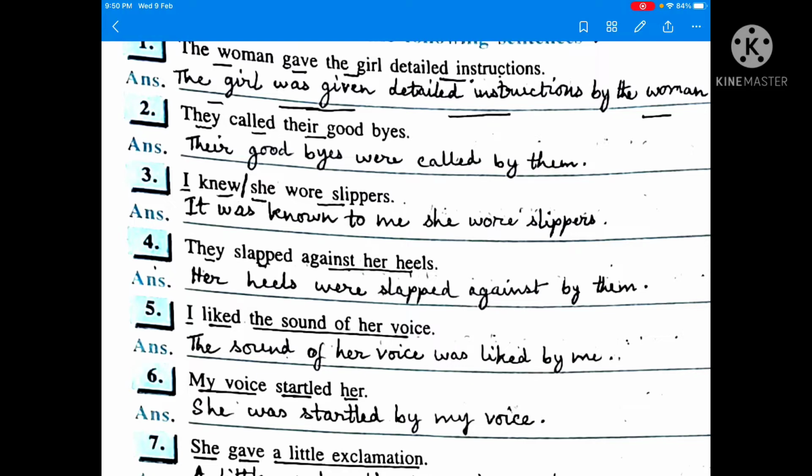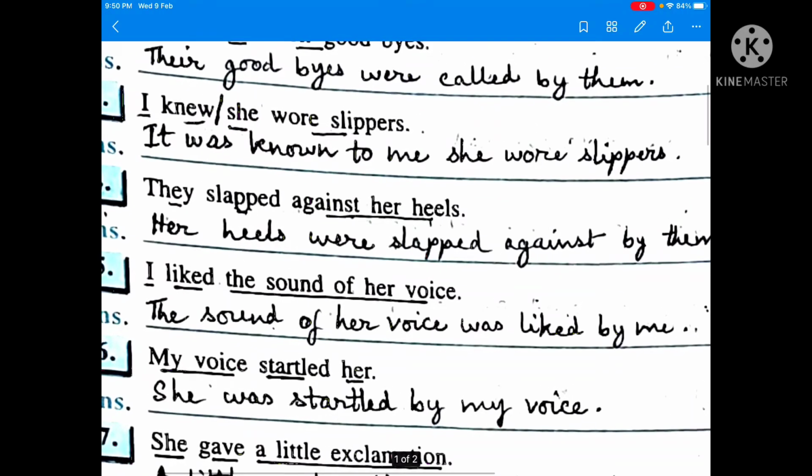I knew she wore slippers. It was known to me she wore slippers. There are two clauses over here. I knew is one clause, she wore slippers is another clause. I knew becomes it was known to me, and she wore slippers remains the same. It does not change. I knew becomes it was known to me. It was known to me she wore slippers. One clause is changed, another clause remains as it is.